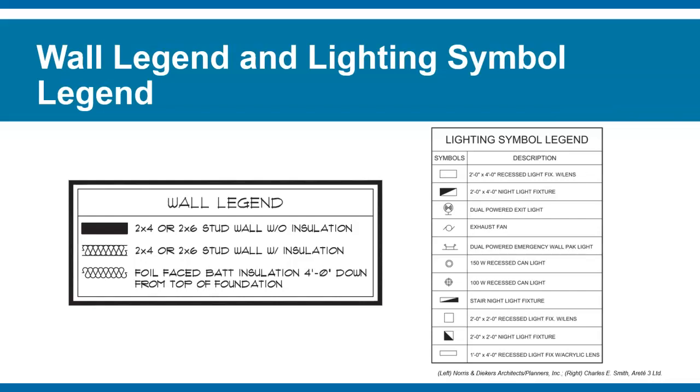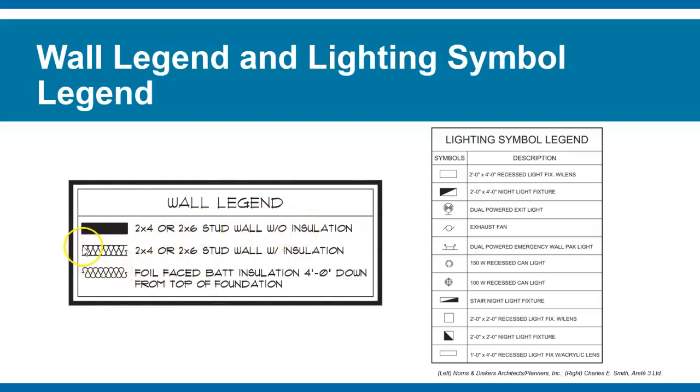Okay, wall legend and lighting symbol legend. So you can see in this particular case, we have a legend that's telling you when you're looking at an object that you're going to see a 2x4 or 2x6 stud wall without insulation. So that is this solid black line, a stud wall without insulation.